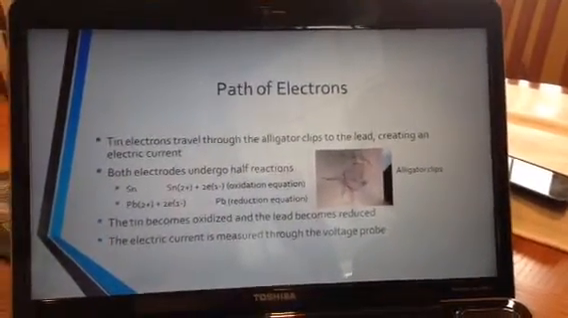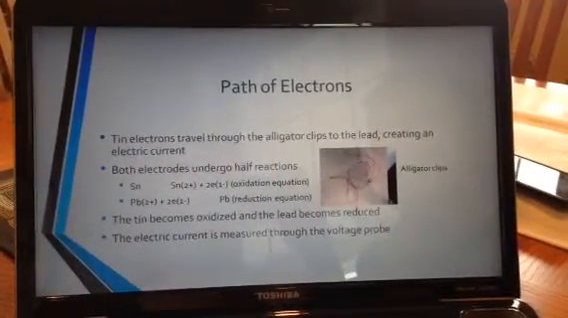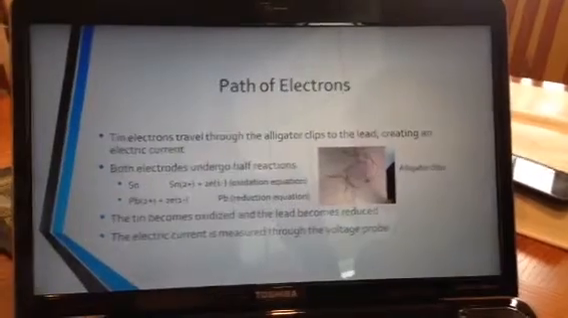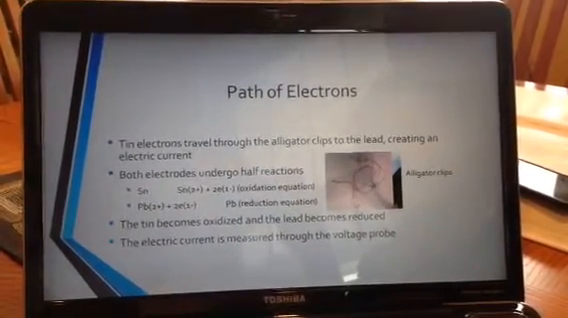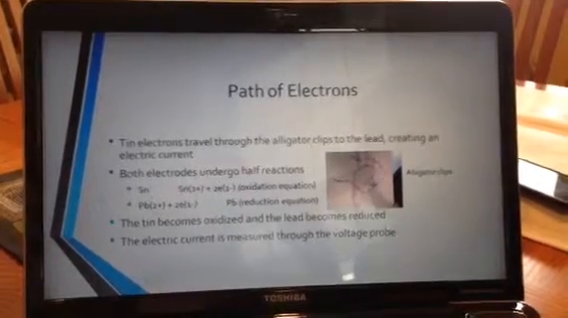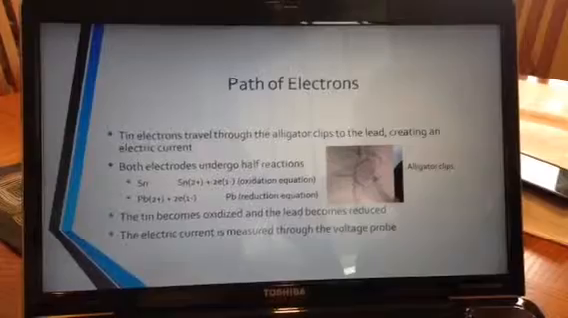Electrons play a major role in the course of a battery, and they are constantly moving. Tin electrons travel through the alligator clips to the lead, creating an electric current. Both electrodes undergo half reactions. These half reactions can be seen below. The tin becomes oxidized and the lead becomes reduced, and the electric current is measured through the voltage probe.